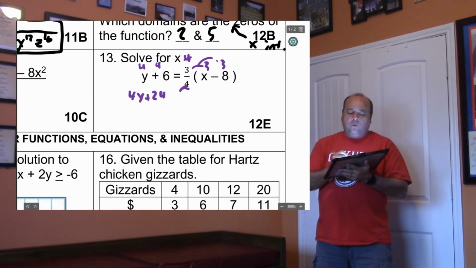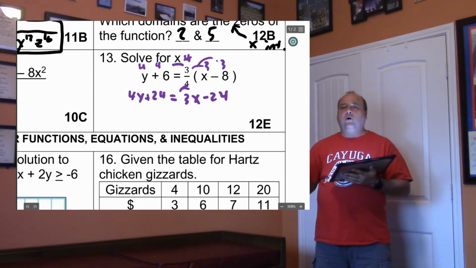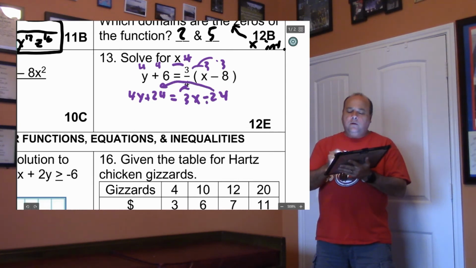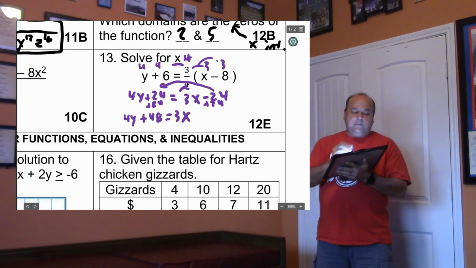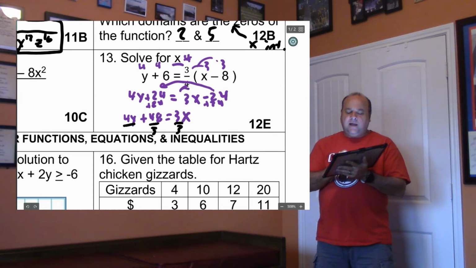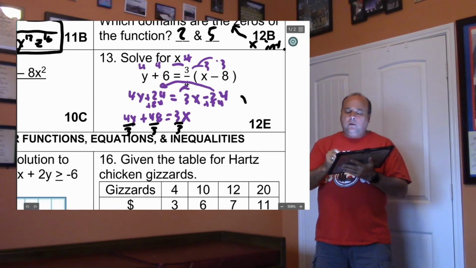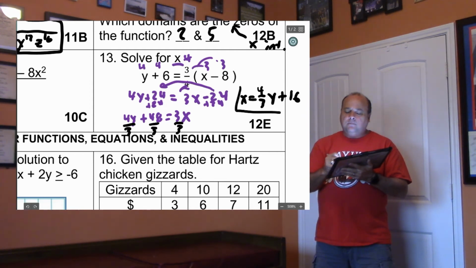4y plus 24 equals 3x minus 24. And we want to solve it for x. So I'm going to move the 24 over here. So plus 24, and I'm going to get 4y plus 48 equals 3x. Now then I'm going to divide by 3, aren't I? And that's going to give me an x all by itself. I'm going to put x equal, 4 won't divide by 3, so 4 over 3 y plus 16.